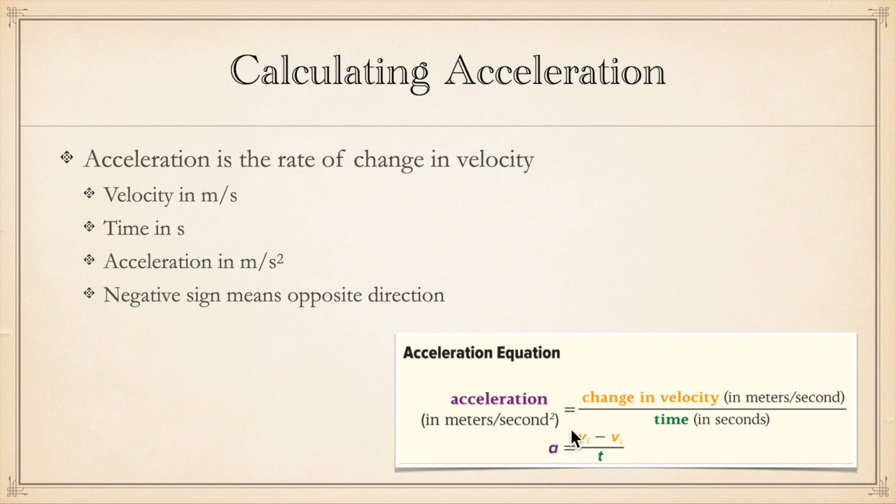So we have acceleration is change in velocity. Change in velocity is our final velocity minus our initial velocity. We put them in that order because if our final velocity is lower, then we end up with a negative number indicating a negative acceleration. If our final velocity is higher, we end up with a positive number and therefore a positive acceleration. So it's our final velocity minus our initial velocity divided by time.